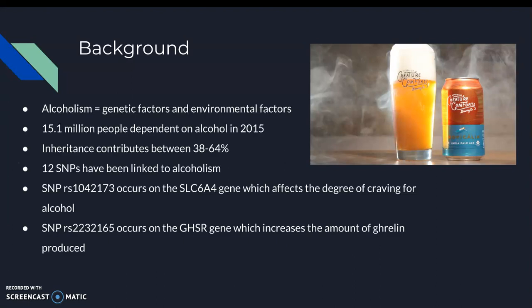SNP RS1042173 affects the degree of craving for alcohol through the SLC6A4 gene. Additionally, the variation RS2232165 occurs on the GHSR gene, which produces higher amounts of the ghrelin hormone.